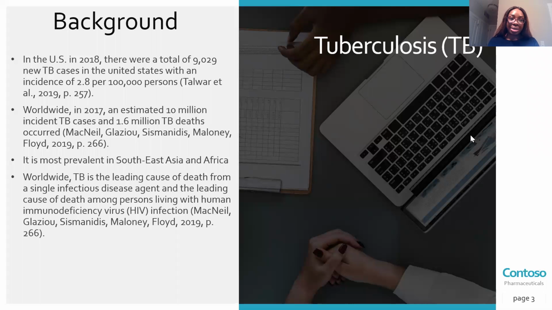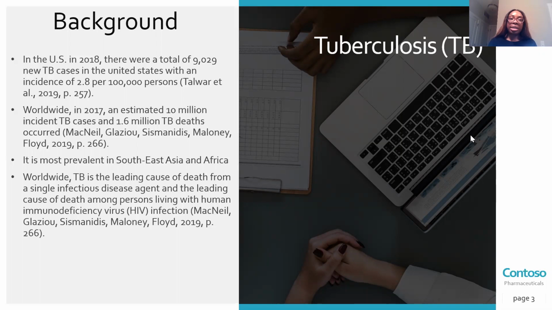So in the US in 2018, there were a total of about 9,000 new TB cases in the United States, with an incidence of 2.8 per 100,000 persons. So in general, the prevalence of tuberculosis in the US is less than it is globally.